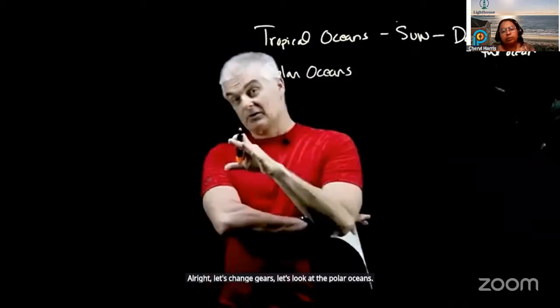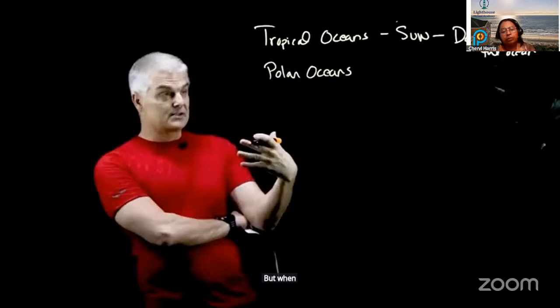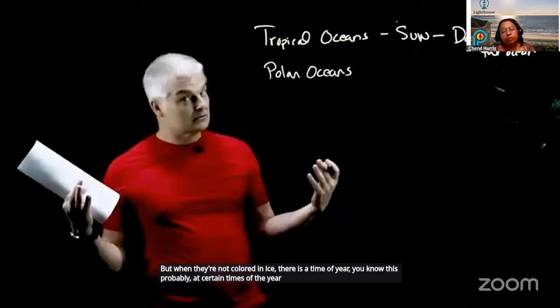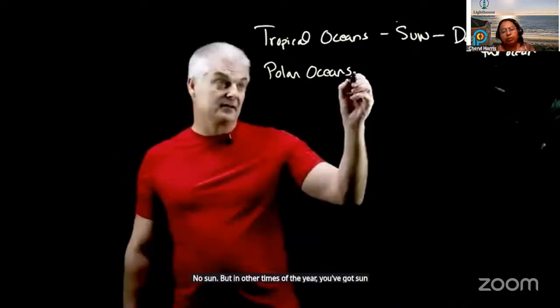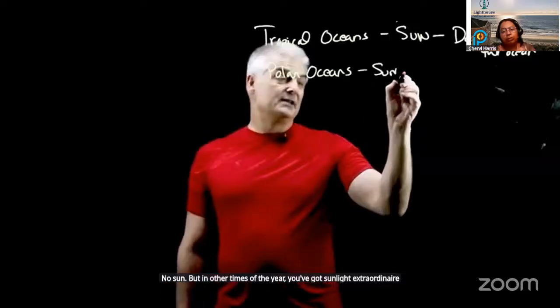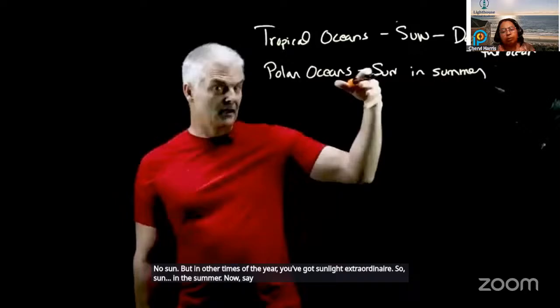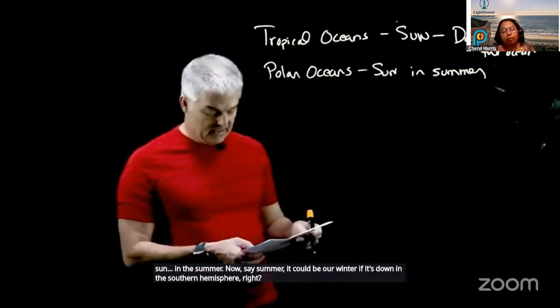Now clearly the polar oceans are often covered in ice. But when they're not covered in ice, there is a time of year, you know this probably, when it's dark, no sun. But at other times of the year you've got sunlight extraordinaire. So sun in the summer, and say summer, it could be our winter if it's down in the southern hemisphere, right? So interesting things happen like this.